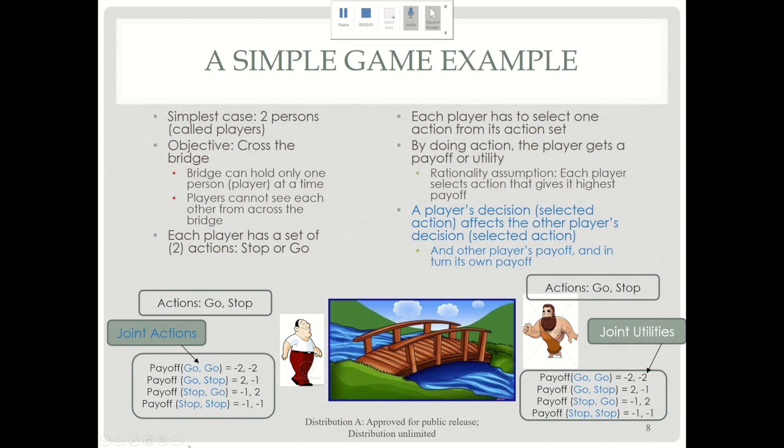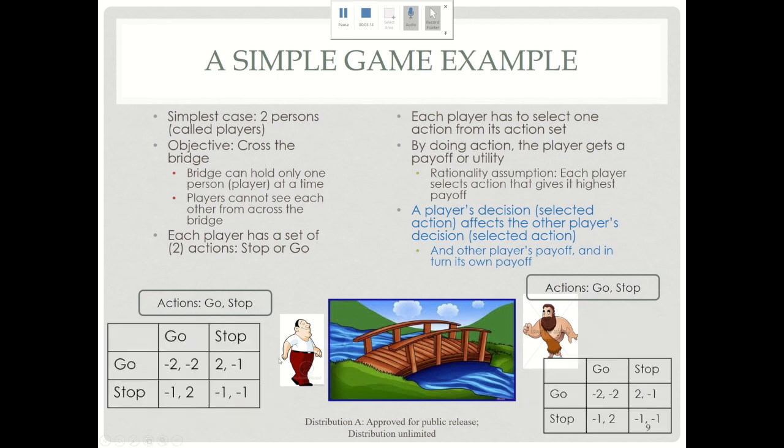Now, in this slide, we wrote the payoffs in the form of equations for each joint action with numbers. It is much easier for a person looking at the game to look upon these payoffs in the form of a matrix. The structure of the matrix basically captures the joint actions. So the rows of the matrix give the actions for the first player. Columns give the action for the second player. In our example, the first player's actions were go and stop, and the second player's actions were also go and stop.